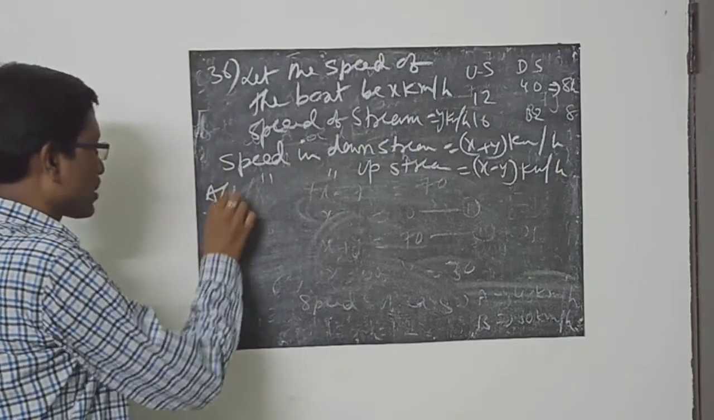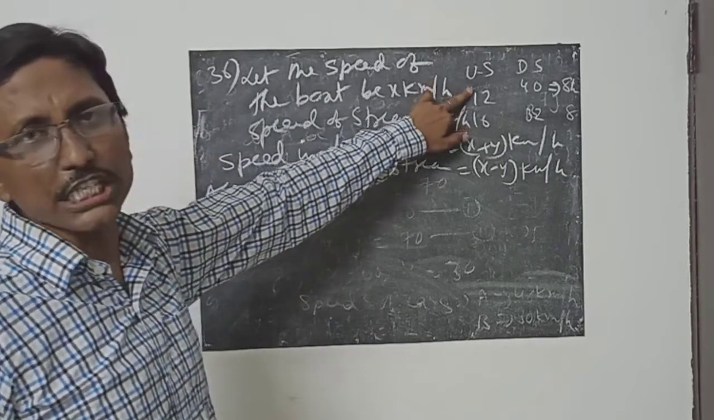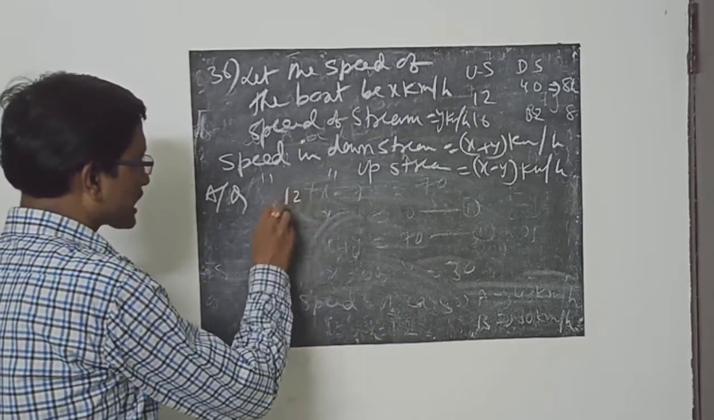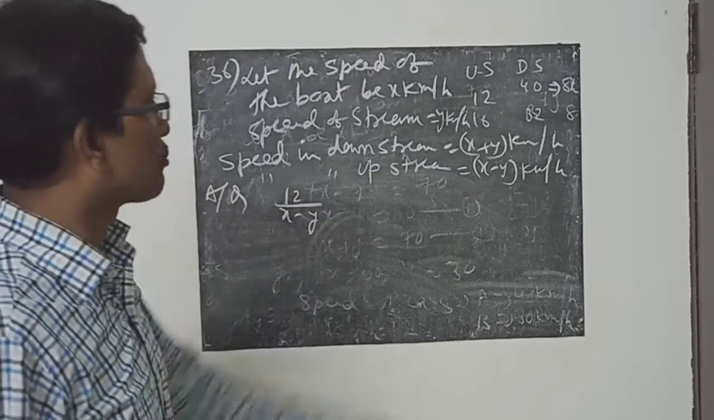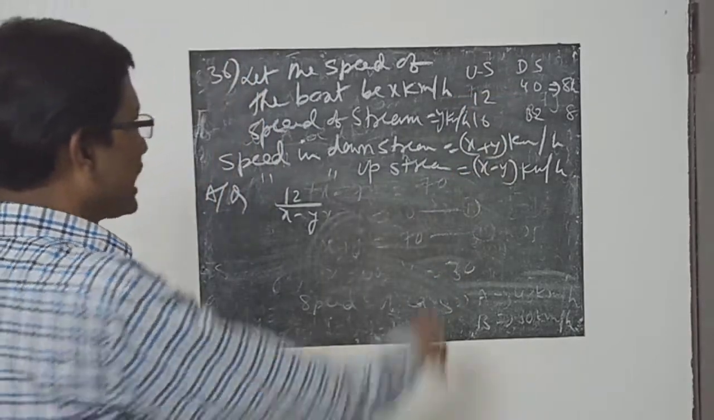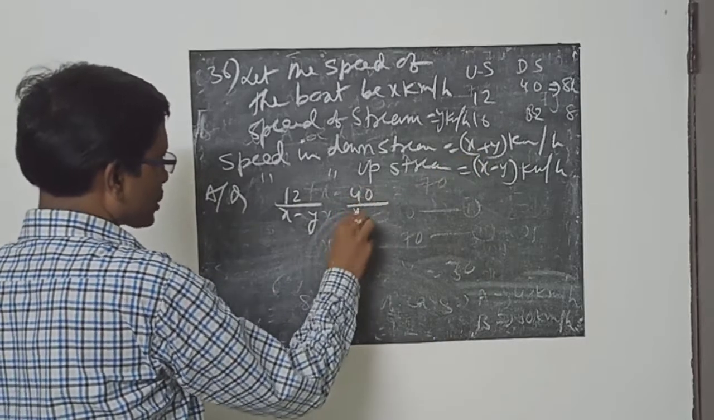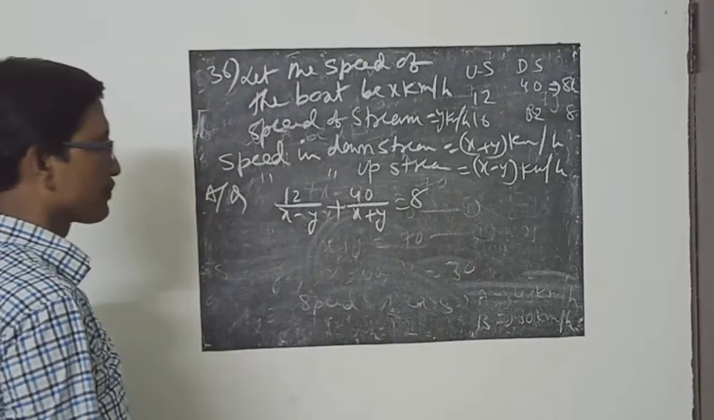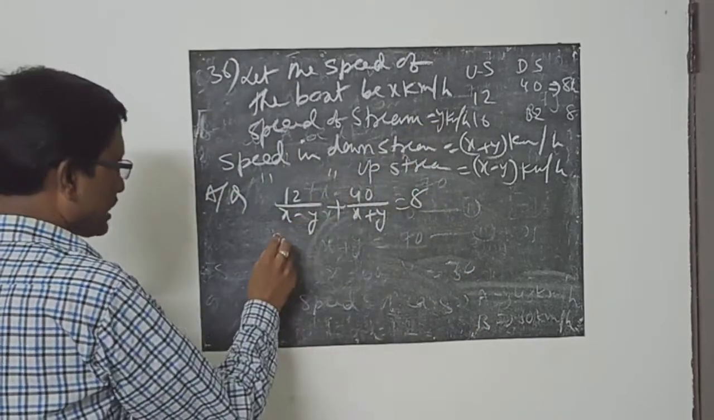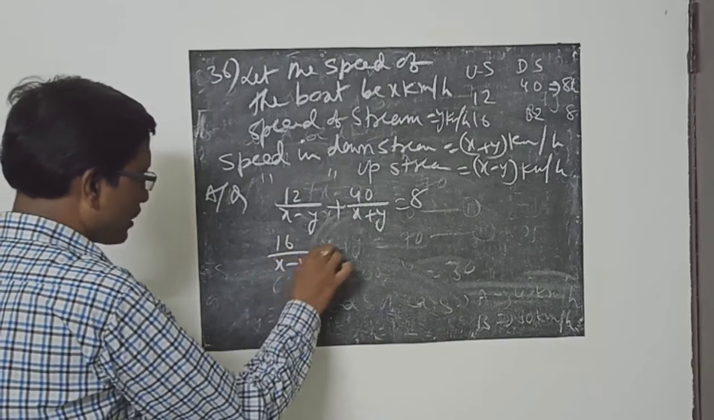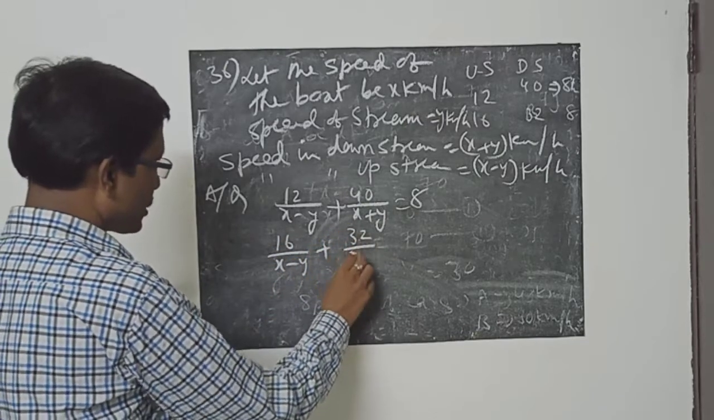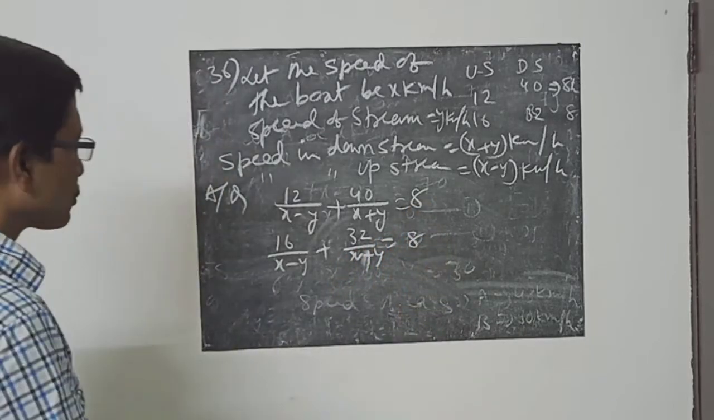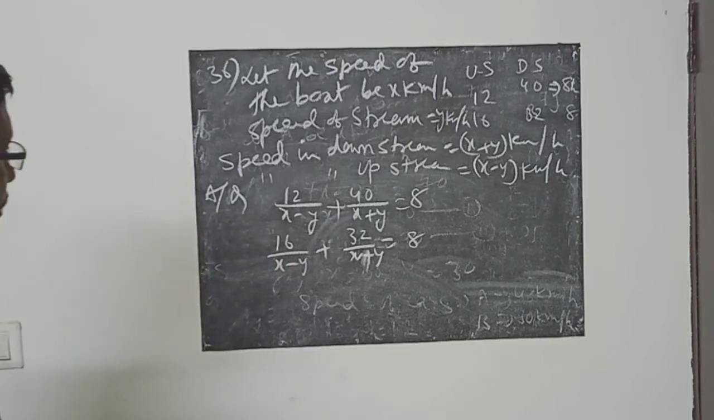So according to the question, first it is upstream, distance is 12 and you are having the speed x minus y. So for 12 kilometer it will take the time 12 by x minus y, as well as downstream distance is 40 and speed is x plus y. So 40 by x plus y, that together time is 8 hours. And the second one, same thing, 16 kilometer upstream and 32 kilometer downstream, it will also come to 8. So this very particular type of problem has come.